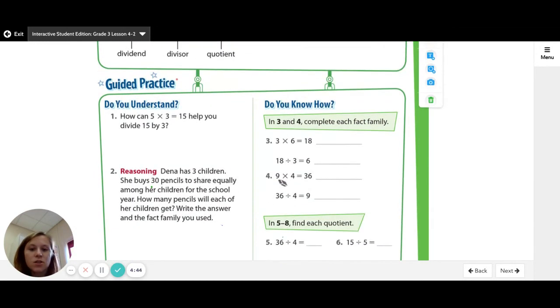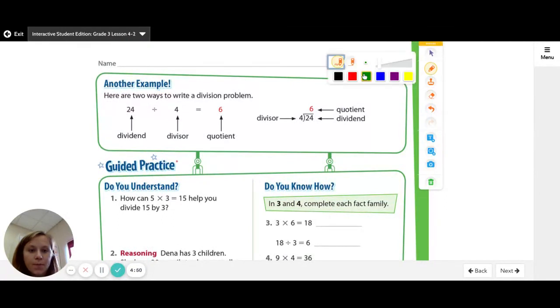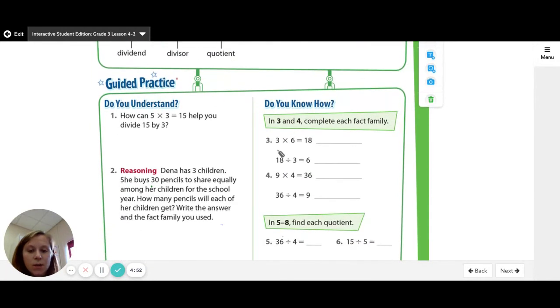Okay, let's look at our next one. So I know that I'm going to complete each fact family for number 3 and 4. So I can think about 3 times 6 equals 18. 18 divided by 3 equals 6. And remember, with my fact family, I'll have 2 multiplication and 2 division problems. So for number 3, I can think about 6 times 3 equals 18. And 18 divided by 6 equals 3. So remember, we'll use those same 3 numbers for our fact families.